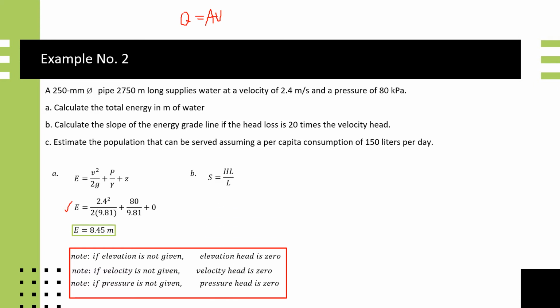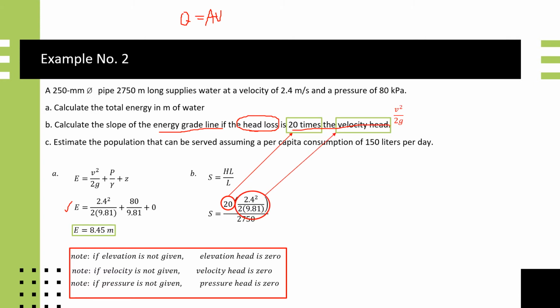Kaso, ang sinabi niya dyan, the energy grade line is if the head loss is 20 times the velocity head. So, ganito yung magiging formula niya. 20 times, ito yung 20 times. And then, this one is the velocity head. Velocity head, yung formula niya is v squared over 2g, diba? So, ito yun. Okay? Compute nyo lang yan. Simplify. S is equal to 0.00214. Final answer. Lastly, letter C.